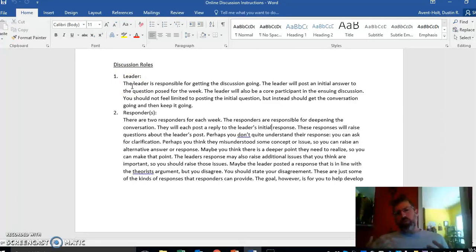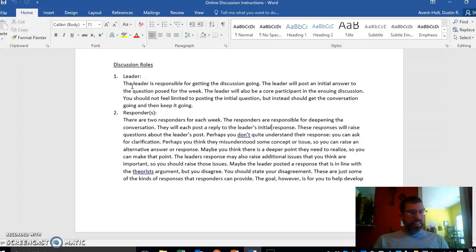The leader is going to be responsible that week for getting the conversation going. They're going to be the first person to post a response to the prompt, and you will see the prompt both on the discussion board as well as for the week on the syllabus. They're going to have to give an initial answer to the question that's being posed, what they think about that question, how they would go about answering it. That person will post their initial response by Tuesday at noon. Then there will be 2 responders who are both tasked with responding to whatever that person has said.